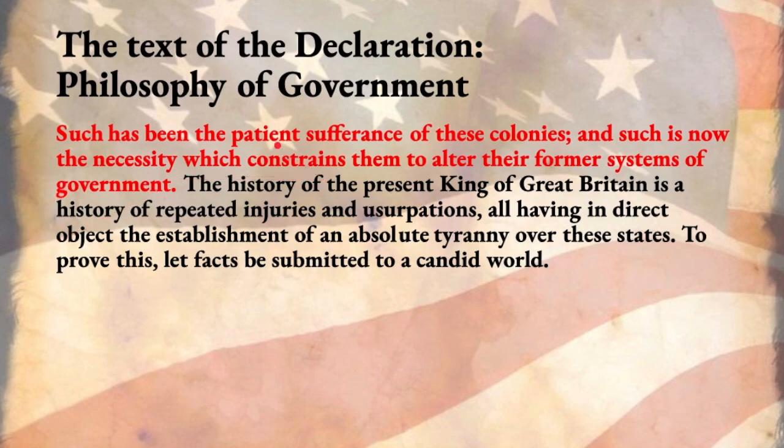We've been patient, and we've been suffering, but now it's time that we have to alter the former systems of government. The history of the present King of Great Britain is a history of repeated injuries and usurpations, all having in direct object the establishment of an absolute tyranny over these states. To prove this, let facts be submitted to a candid world.